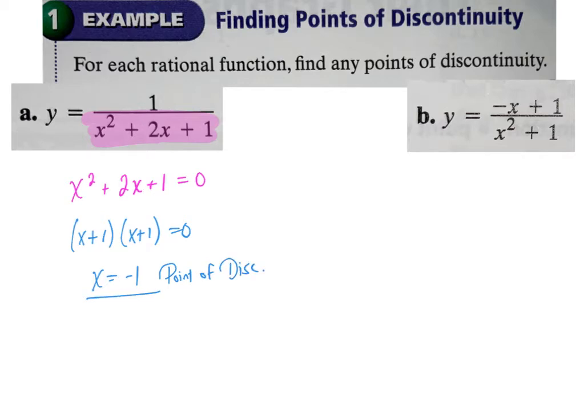For this one, I am going to set this denominator equal to 0 and see. When I do this, I get x squared equals -1. What's the problem? We're talking about real numbers, right? This is not going to be a real number. So this particular one has no points of discontinuity. So this is a continuous function. All right, so go ahead and try A, B, and C. For each rational function, find any points of discontinuity.